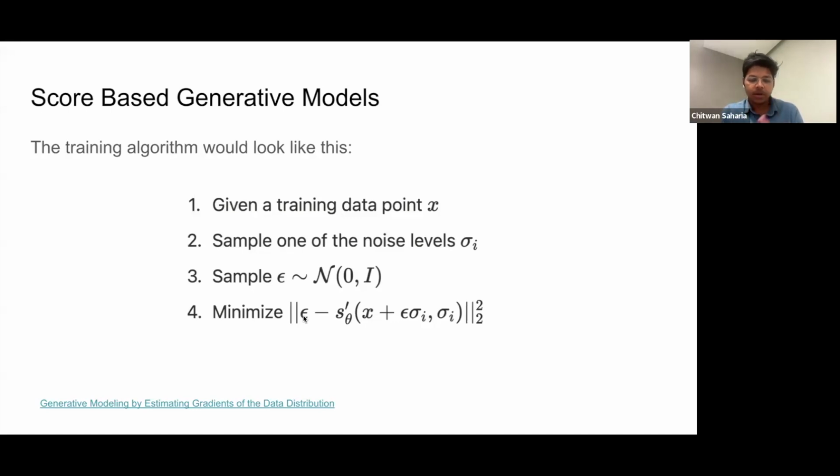Typically, we use this parameterization because here the target is very well normalized. Images can have different norms, whereas epsilon will always have a predictable norm. So this is a much more stable loss function generally.